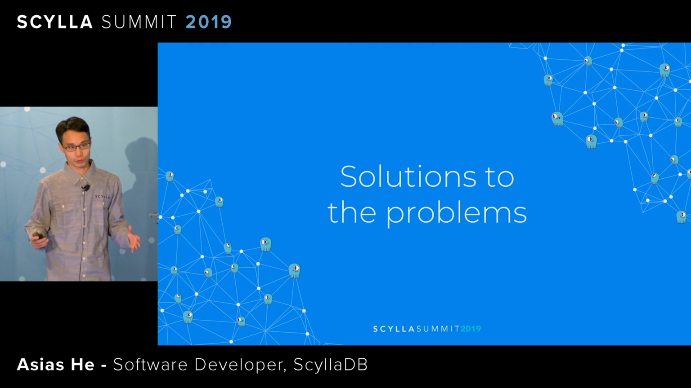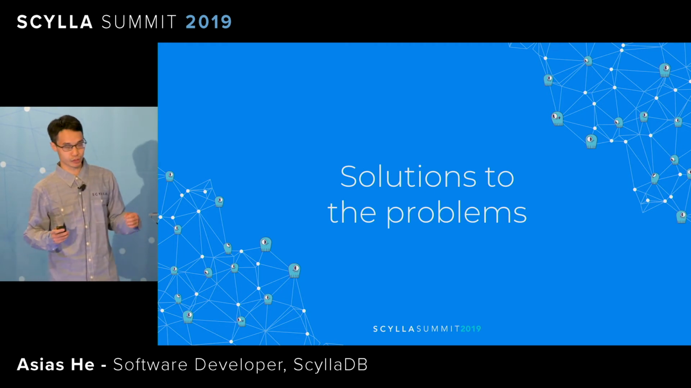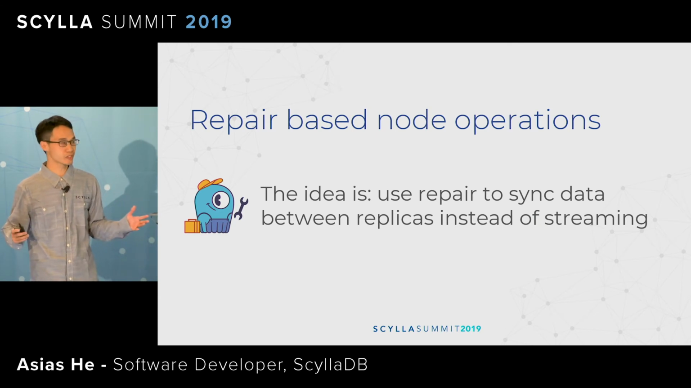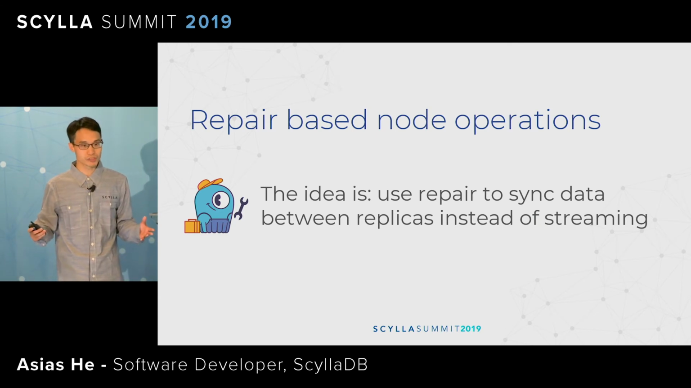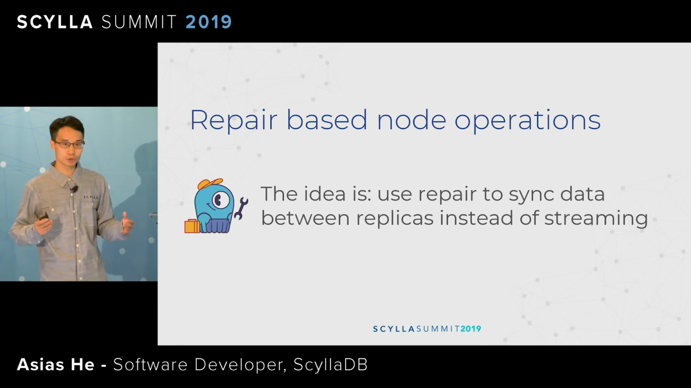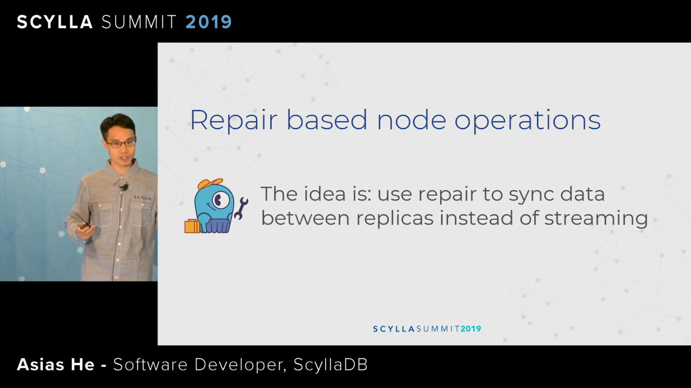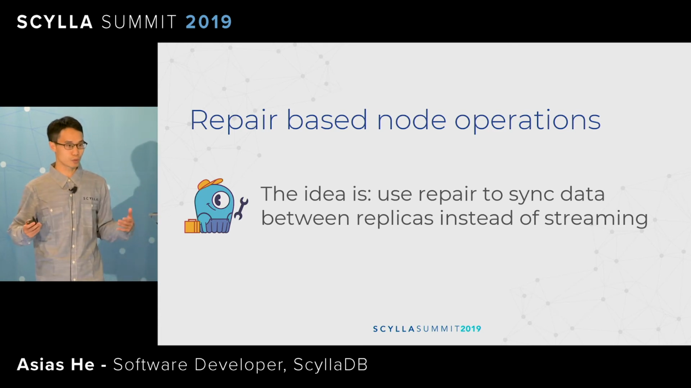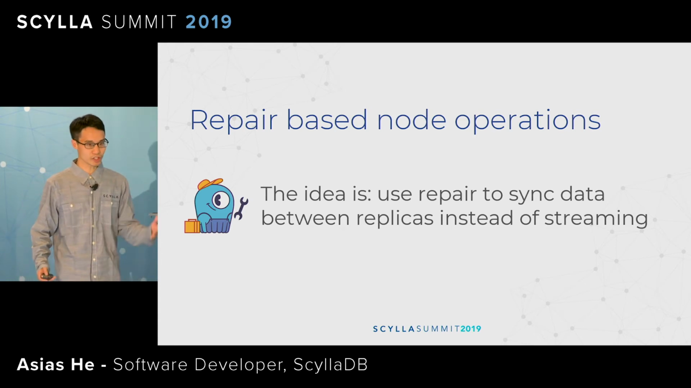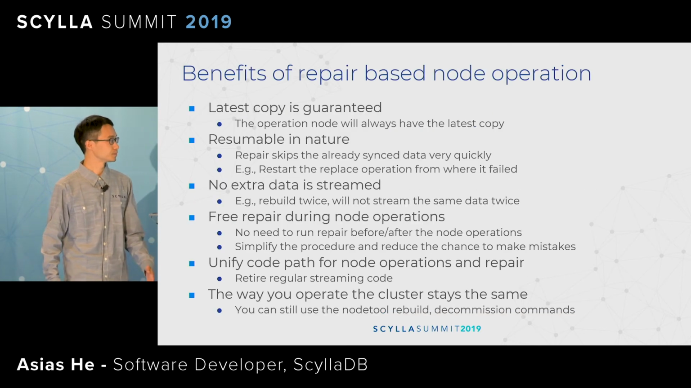Now I would like to show you the solutions to this problem. Actually, the idea is quite simple. So why not use repair instead of streaming to sync the data? We have all the infrastructure in repair to sync the data. Last year I talked about how we improved the repair with the row level repair. So this is the foundation we can utilize.